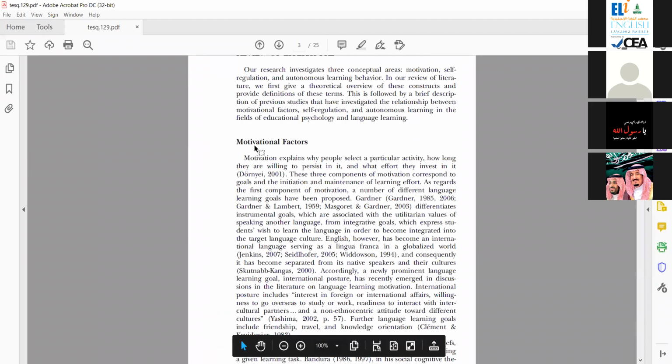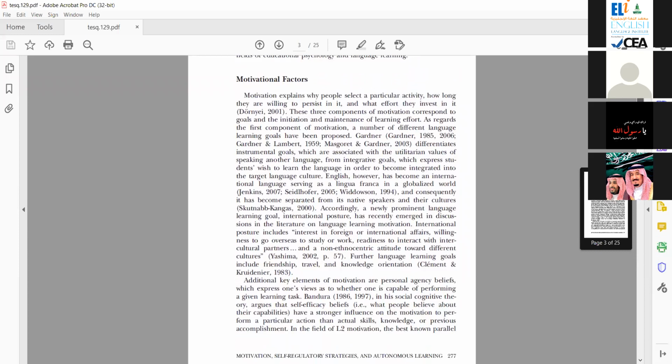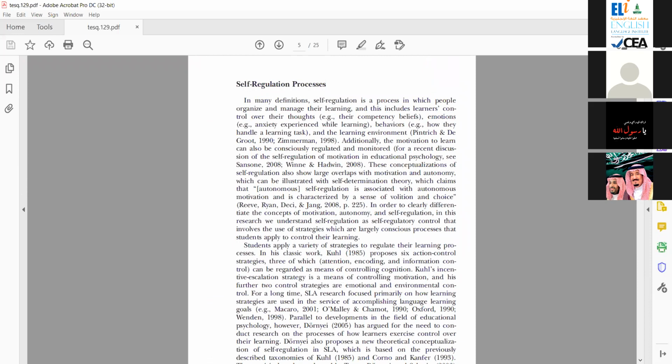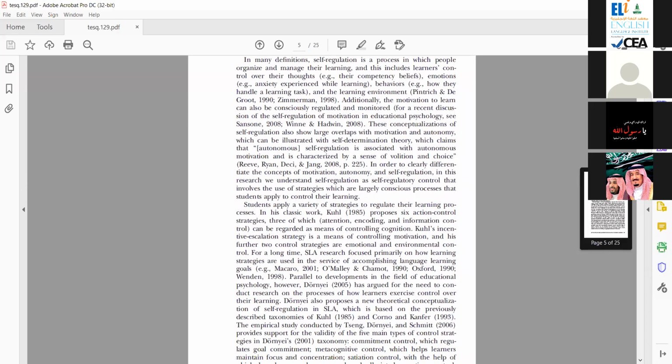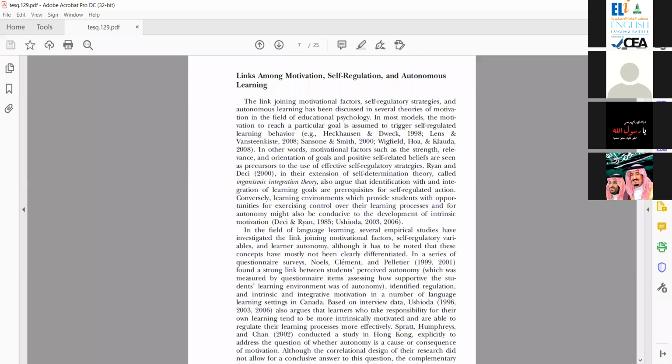But if you notice the headings of the literature review, or the subheadings. So you have motivational factors. The authors were discussing motivational factors, and they were looking at the context and different studies and so forth. And then we're talking about self-regulation processes, and again all the resources that relate to that. And then learner autonomy and autonomous behavior. And then they link it together: links among motivation, self-regulation, and autonomous learning.